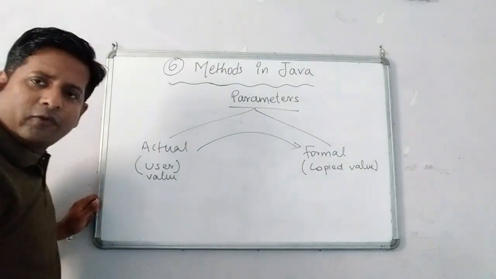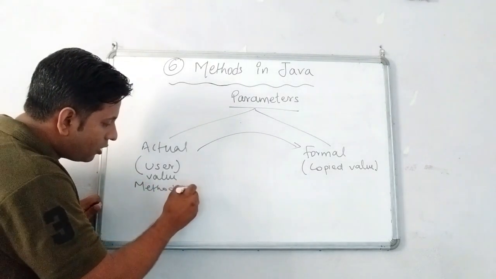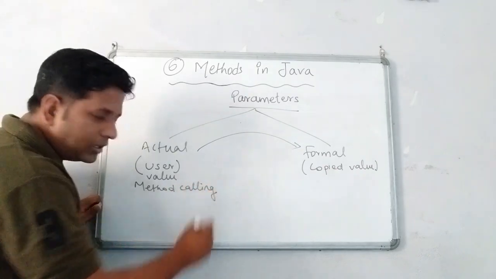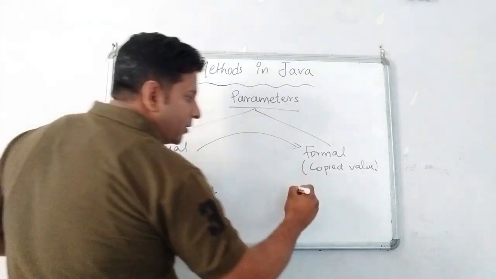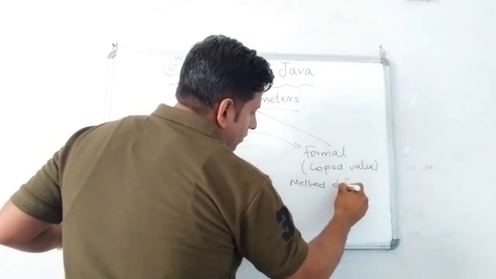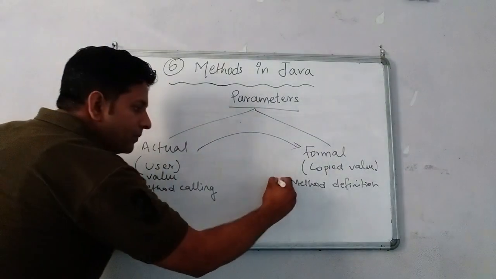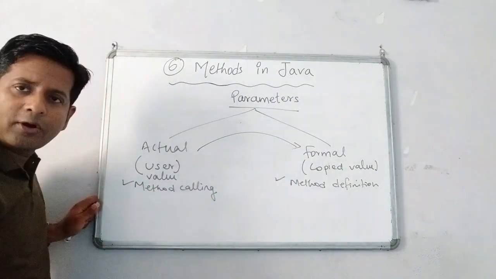So user value where we ask, method calling time, formal value, method defining time or definition type. So these are the important values.